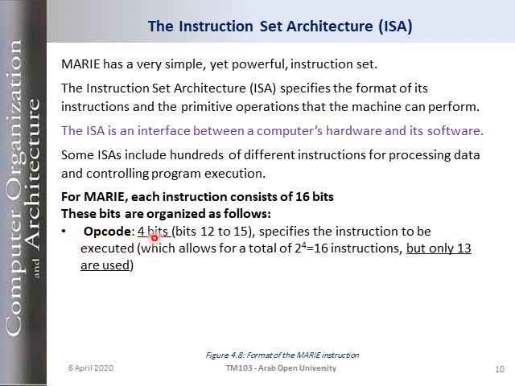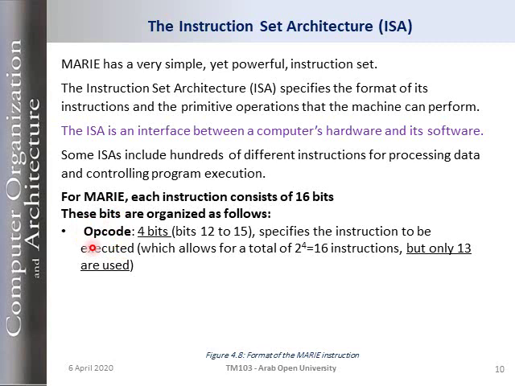The size of the opcode is 4 bits, which is from bit number 12 to bit number 15. It specifies the instructions to be executed. We have 4 bits, so how many instructions can we have? 2 to the power 4, we can have 16 instructions. In Maria, we use only 13. We have only 13 instructions in our instruction set.